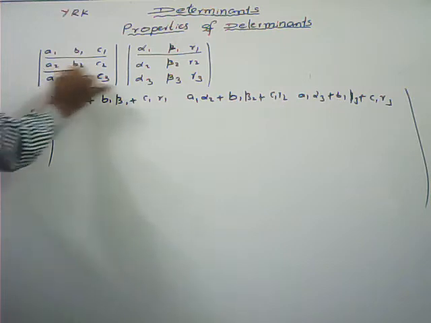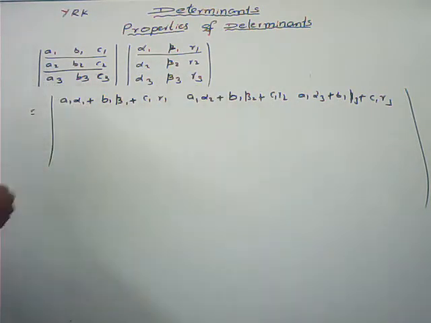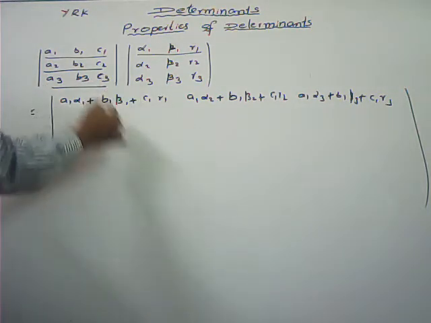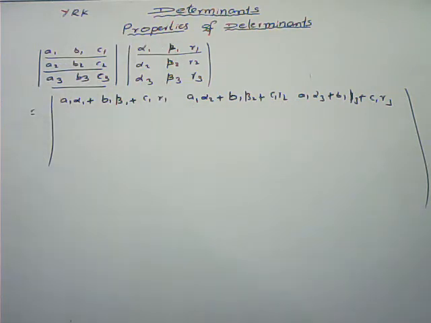Second row, first column, second row, second column, second row, third column. Next, third row, first column, third row, second column, third row, third column, like that. We can multiply two determinants.